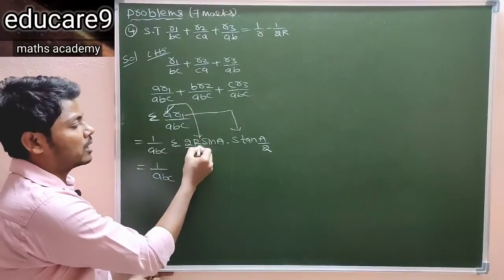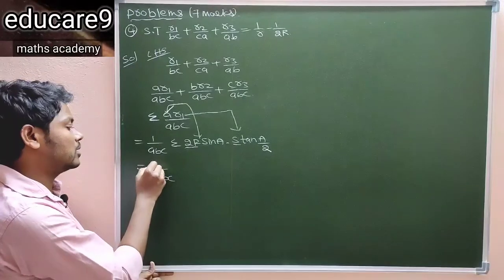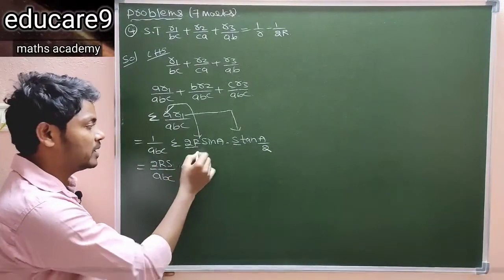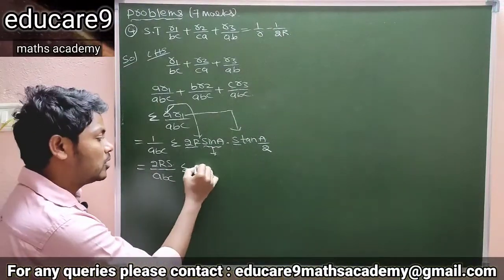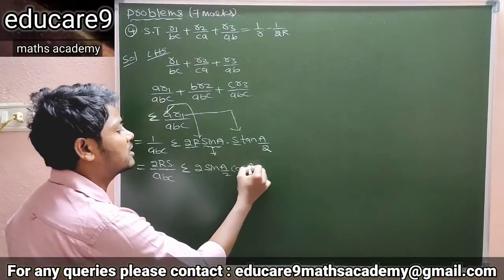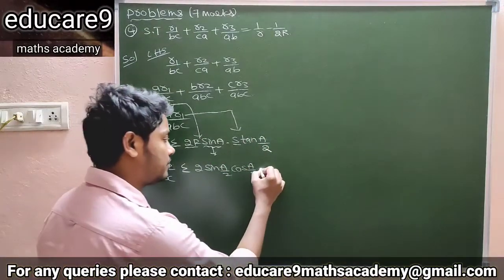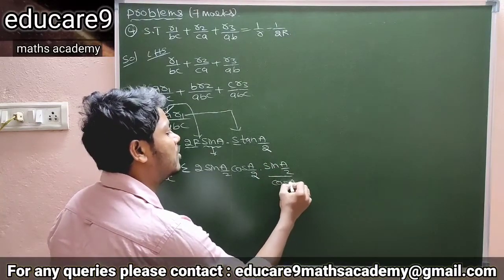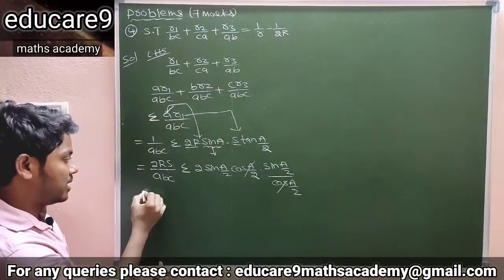Here 2R S does not depend on the sigma. So write outside. That is 2R S, sigma. What is the sin A formula? Sin A formula is 2 sin A by 2 cos A by 2. And tan A by 2 write as sin A by 2 by cos A by 2. So cos A by 2, cos A by 2 get cancelled.